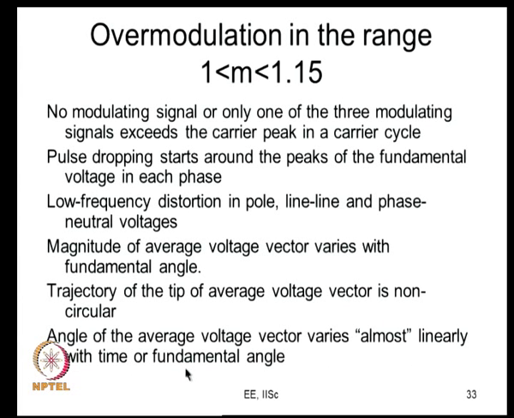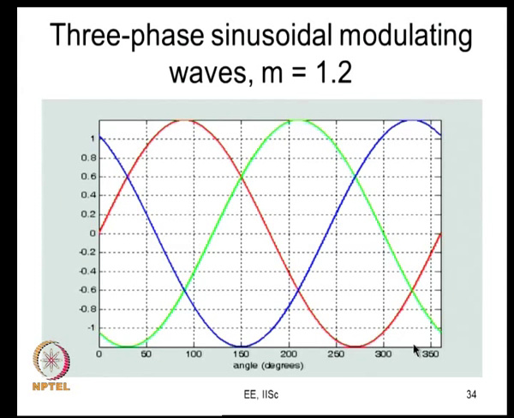Then you look at the angle of the average voltage vector, it varies almost linearly, there is a small approximation there. So, it is more or less linear, there is not so much deviation here, but as you go to higher and higher modulation indices, you will see there is more deviation, and close to the very high modulation indices, close to six-step, you will see that this is no longer really linear, but it becomes closer to piecewise linear. Alright. So, now I am going to consider another example of m equal to 1.2.